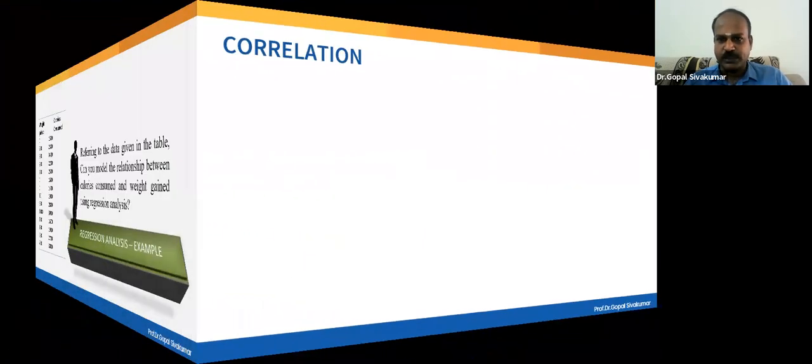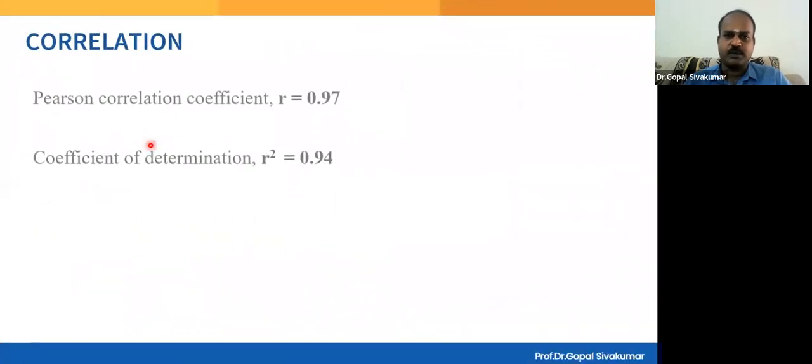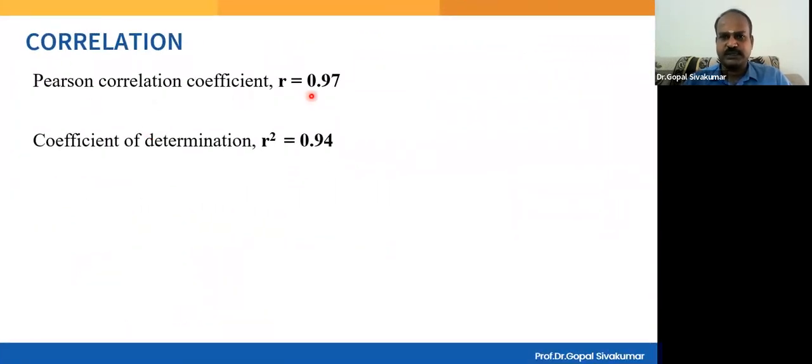With the set of x value and y value, I'll go for the Pearson correlation coefficient. We know the formula, and the Pearson correlation coefficient is found to be 0.97. 0.97 is close to 1. That means the relationship is almost perfect linearity. I will say very strong relationship. Very strong relationship means yes, the x variable has got an impact on the y variable.